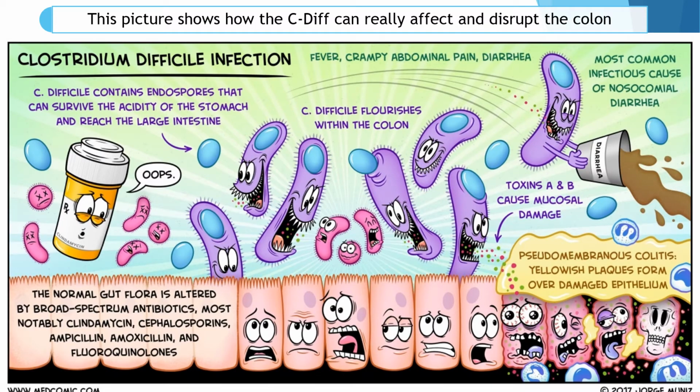This slide shows a picture of how C. diff can really affect and disrupt the colon. It also shows how the C. diff can really kill and destroy the lining of the gut. You can see on the left of the picture the normal gut flora, and as the C. diff releases the toxins A and B, it causes the mucosal damage, and then eventually it forms the yellowish plaques throughout the colon.